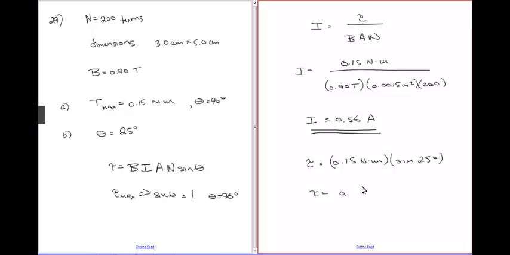Sine of 25 degrees should be some number less than 0.15. So I get 0.063 Newton meters.